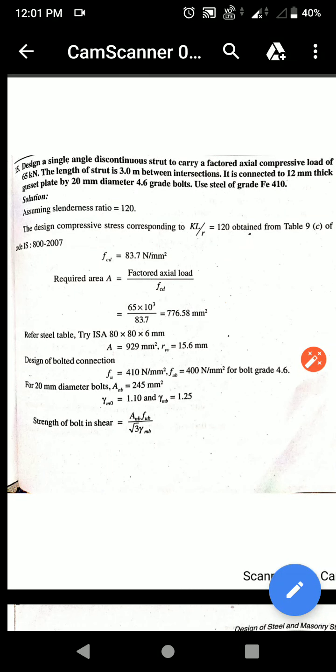Good morning everyone. In previous videos we have discussed analysis problems with the compression member design. In today's video we will discuss a design problem on compression members, that is type 2 problem design.